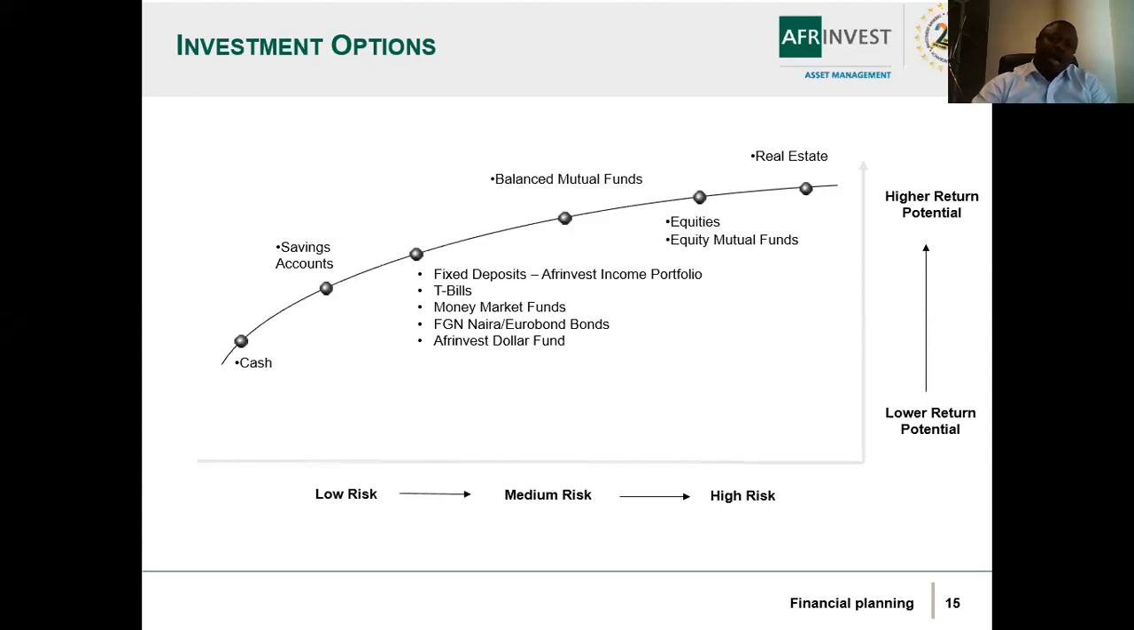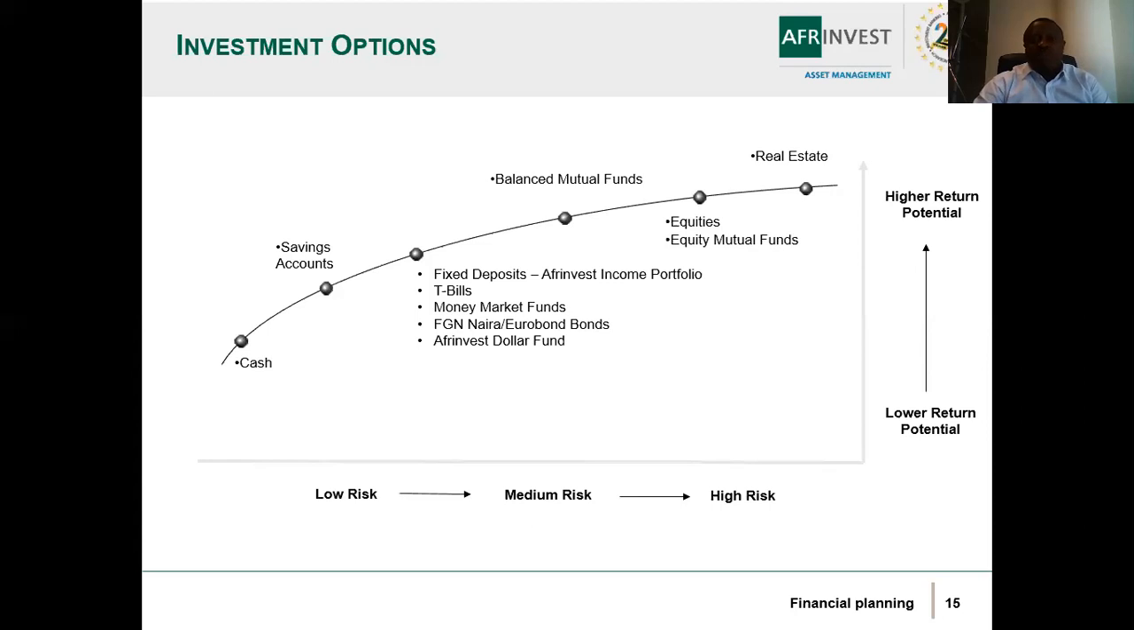Now, let's look at how you can start. For investment, you are meant to have some cash with you. Your cash is necessary to meet your daily needs, the day-to-day running of your household or anything else you want to run. Now, you need to have a savings account also. There are fixed deposit investments. At Afrinvest, we have an investment called the Afrinvest Income Portfolio. I'm going to talk a little about that later on.